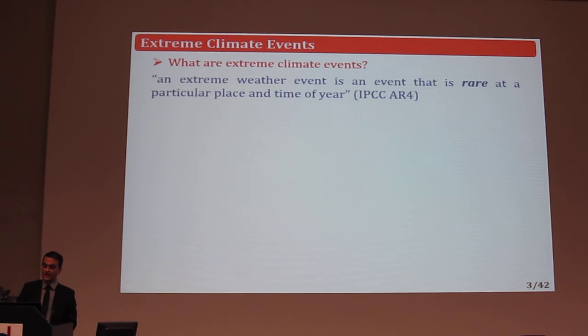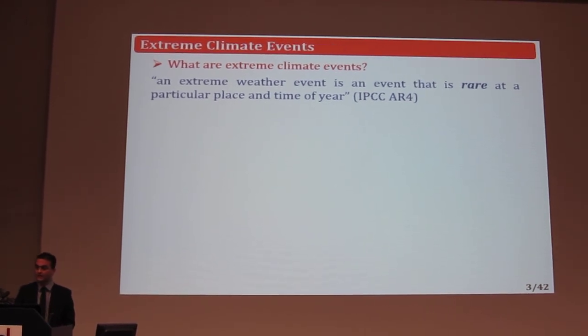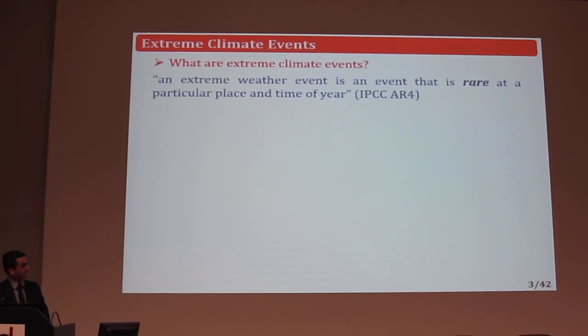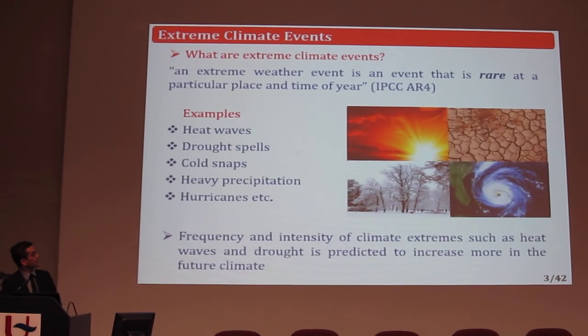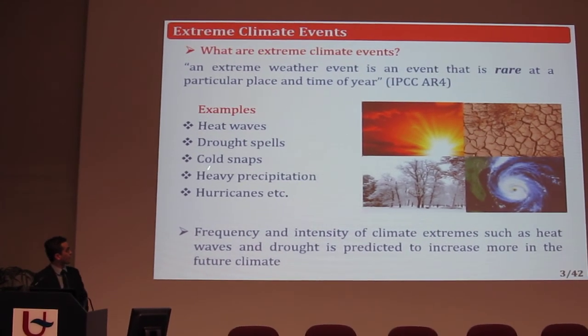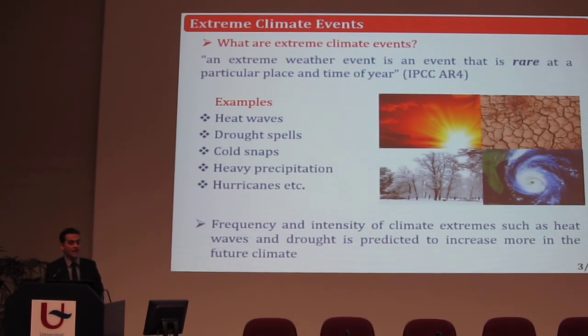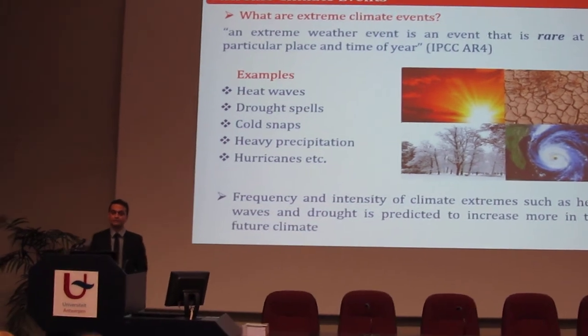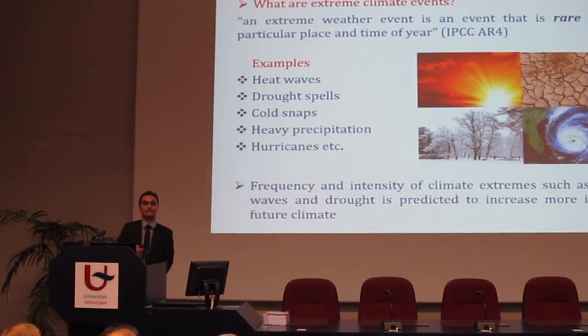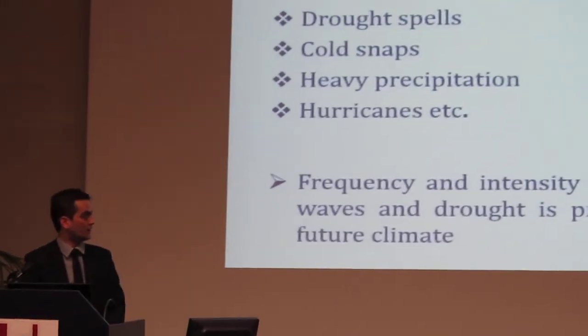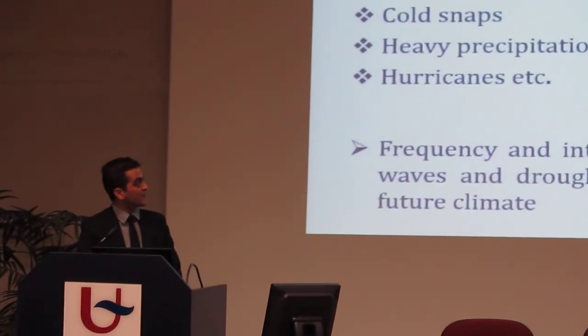Extreme climate events are events which are rare in any particular place and time of the year. There are various examples of climatic extreme events, like heat waves, drought stress, cold snaps, heavy precipitation, and hurricanes. It has also been predicted that in the future there will be higher frequency and intensity of climatic extremes.